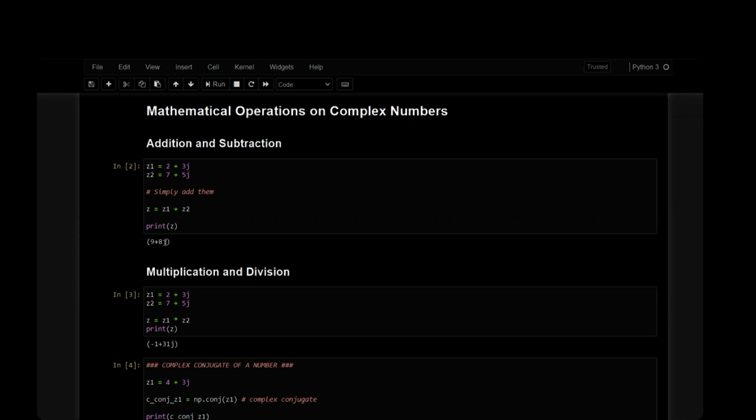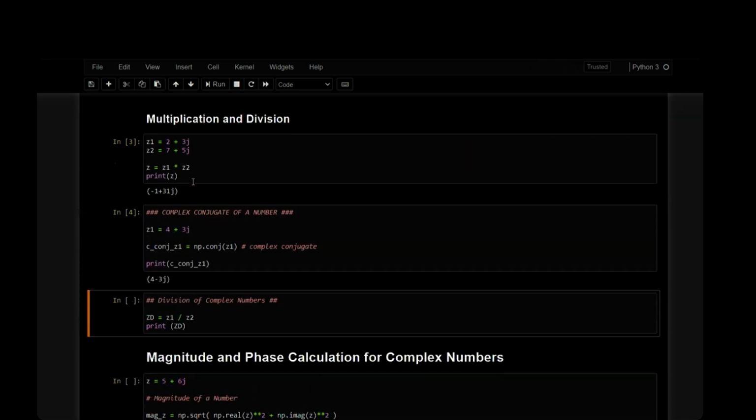If we want to add these two numbers, 2 plus 3j and 7 plus 5j, we just need to type z1 plus z2 in Python, and Python will handle all the calculations. If we run this cell, we will get 9 plus 8j. What does 9 plus 8j mean? During addition, the real part of the first number, 2, is added to the real part of the second number, 7, giving 9. Similarly, the imaginary part 3 is added to 5, giving 8j. In the same way, we can perform subtraction of these two numbers in Python.